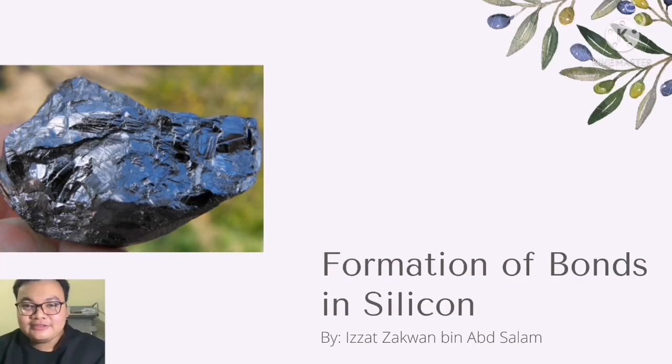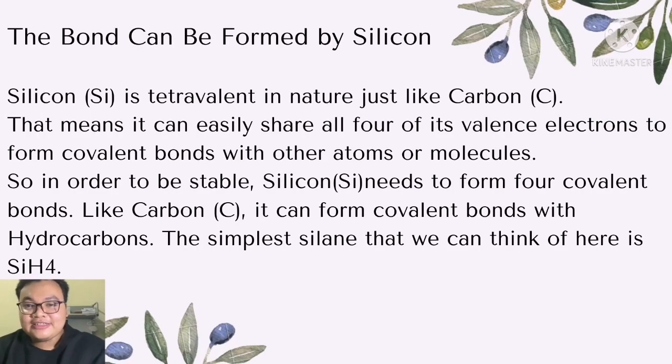Hello guys. Today I will present to you the bonds that can be formed by silicon. Silicon, or Si, is tetravalent in nature, just like carbon. That means it can easily share all 4 of its valence electrons to form covalent bonds with other atoms or molecules. So, in order to be stable, silicon needs to form 4 covalent bonds. Like carbon, it can form covalent bonds with hydrocarbons.